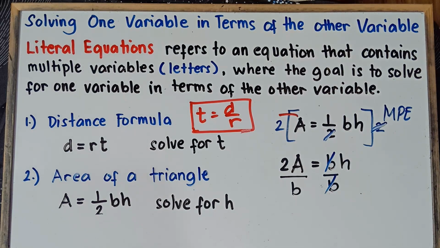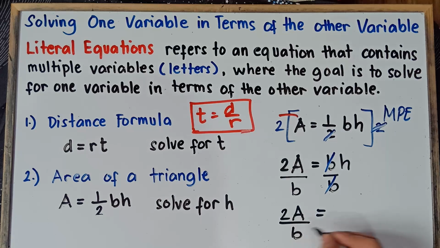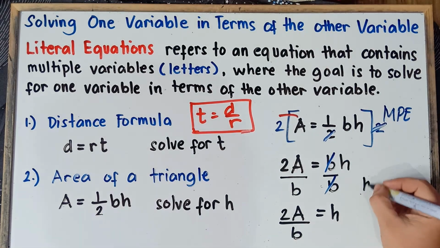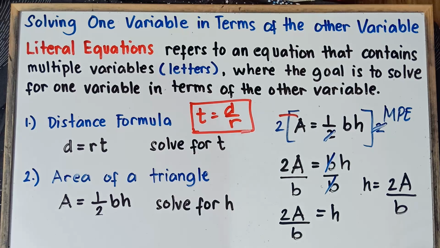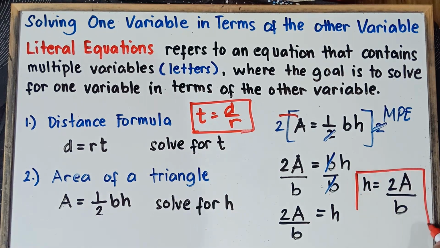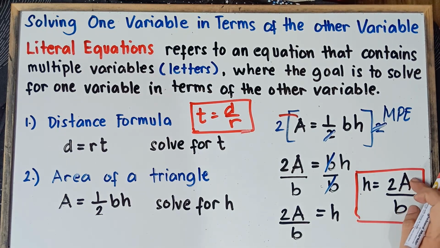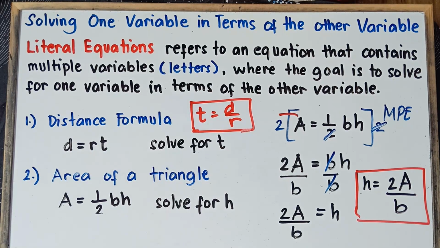And that's it class. Our remaining expression, we have 2A over B equals height. Or we can write this one, height equals 2A over B. That's it class with regards to example number 2. So the answer would be height equals 2 times the area divided by the base, so 2A over B. That's the answer with regards to example number 2.